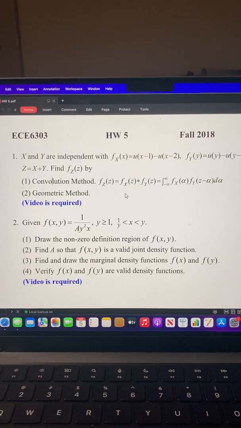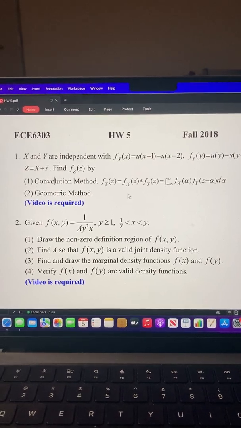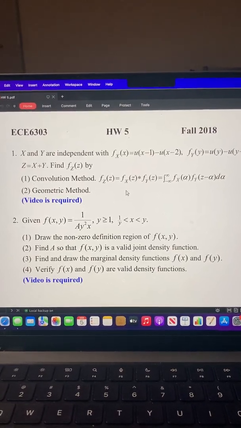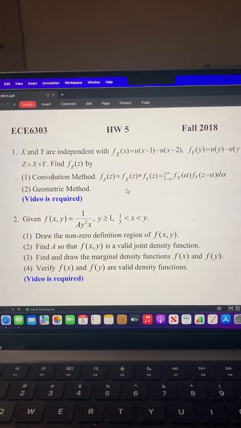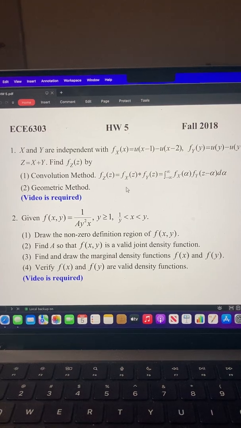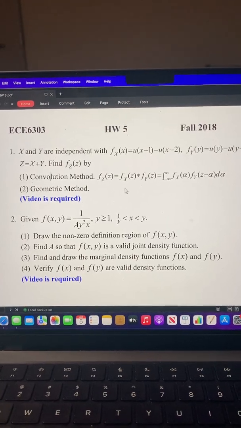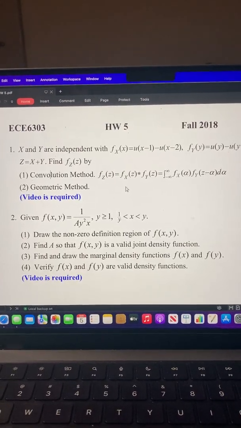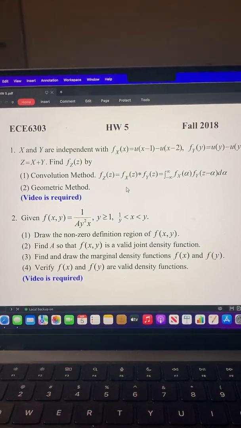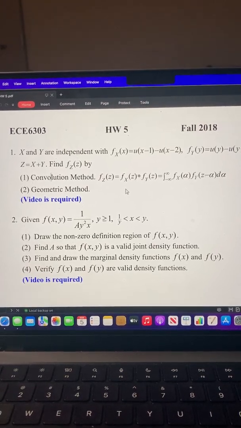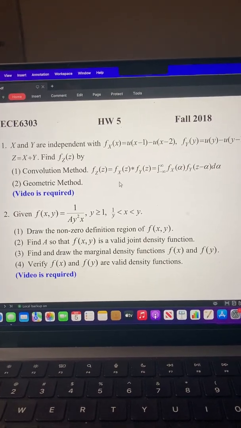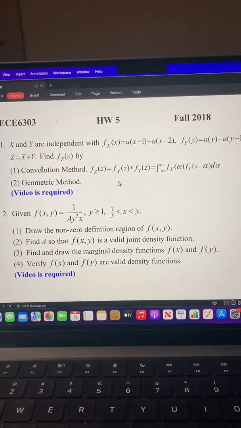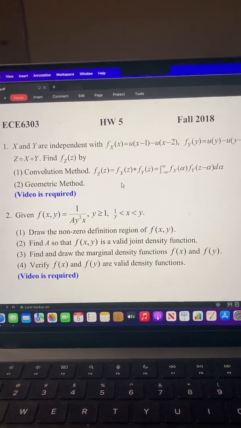In question number 2, we are given the joint density function as 1 by a y square x. We are also given that y is greater than or equal to 1, and x varies between 1 by y and y. Part 1 of question number 2 states that we have to draw the non-zero definition region of the joint density function. So let us look at the solution for this.